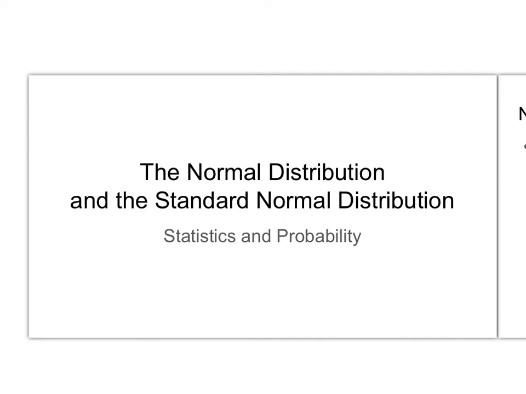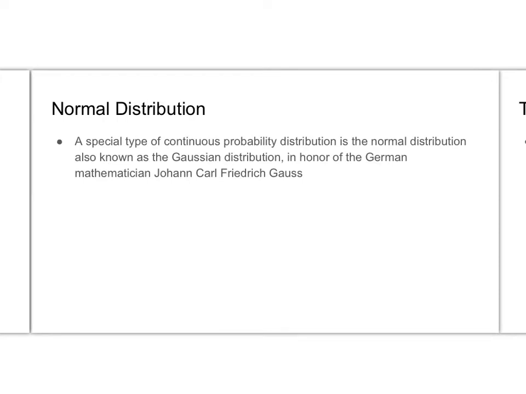Okay, in this video, we are now transitioning from discrete probability distributions to continuous probability distributions. The first that we are going to study is what we call the normal distribution, and later on, we will be focusing on the more specific type of normal distribution, which is the standard normal distribution.